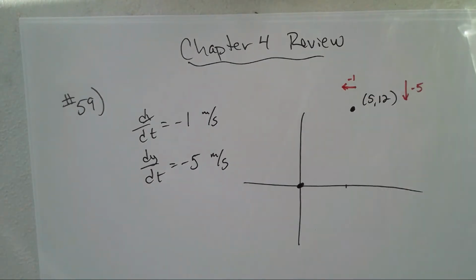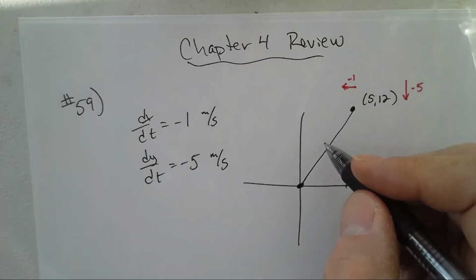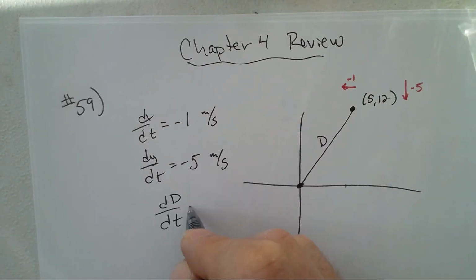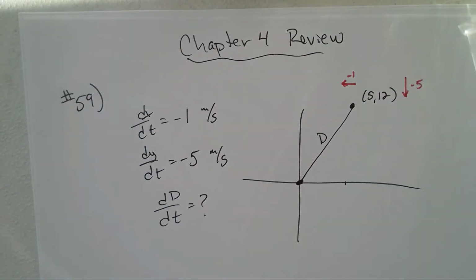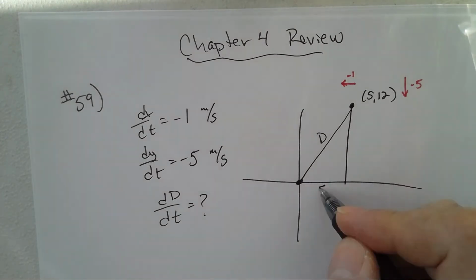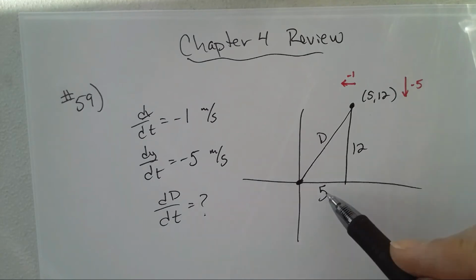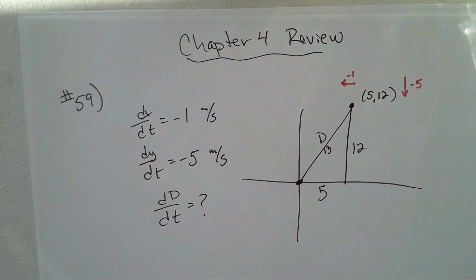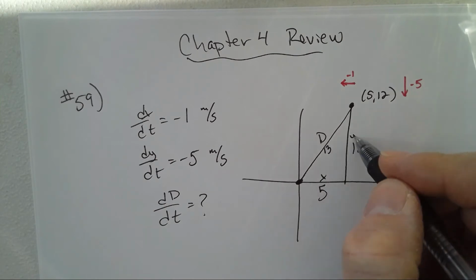We want to know how fast the particle is approaching the origin. So let's connect these two, and I'll call this d. We would be looking for dd/dt. How fast is that changing? Because that's the distance from the origin. Well, we can set up a right triangle: 5, 12, this is 13. At this given time, it's 5, 12, 13, but those are all three variables. So this would be x, this would be y, and we already know that's d.